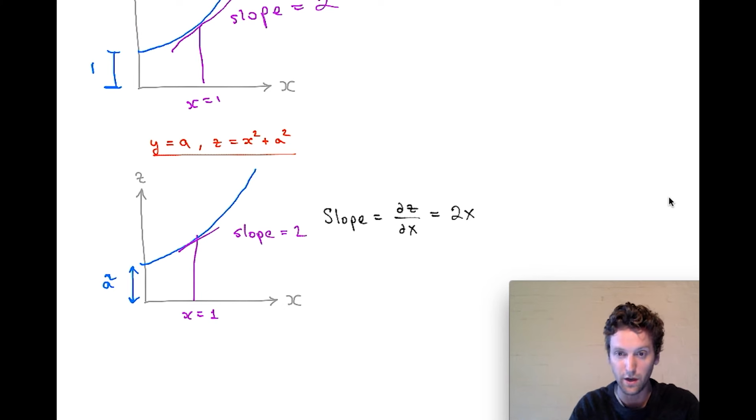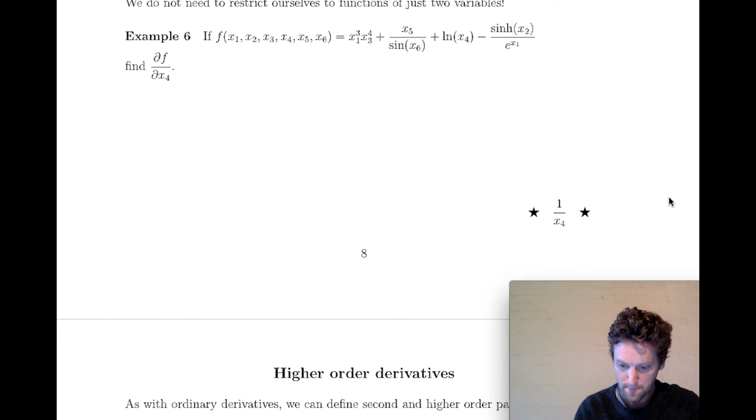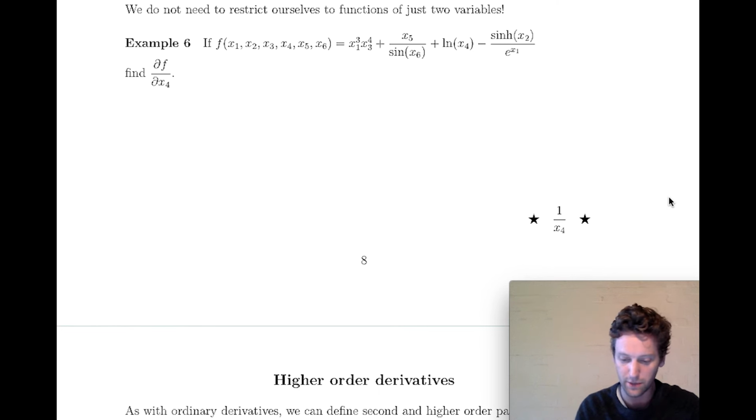Now, of course, there's nothing particularly special about x, y, z, and so on. We use those when we're trying to sketch functions in 3 dimensions, but we could look at 7, 23, 49 dimensions if we like. It doesn't matter. So in example 6, we're actually going to deal with a function of 6 different variables.